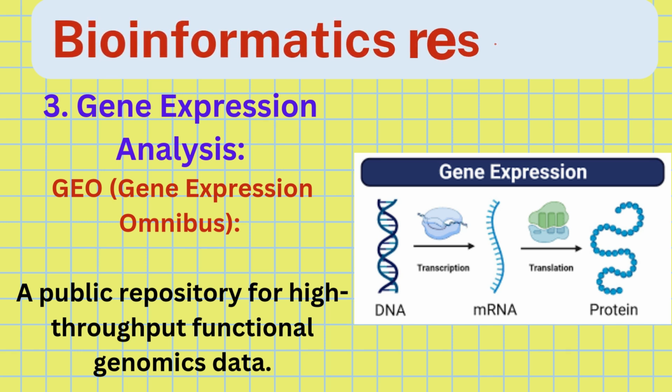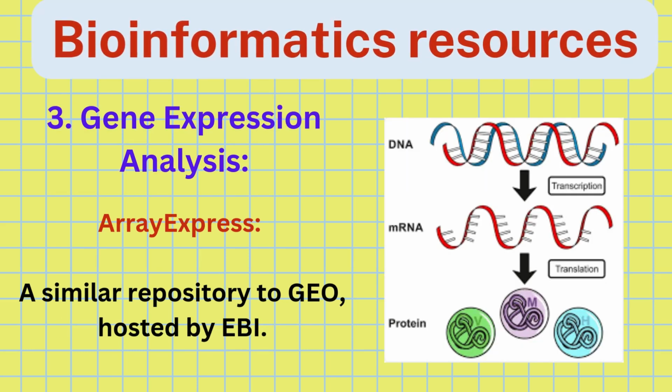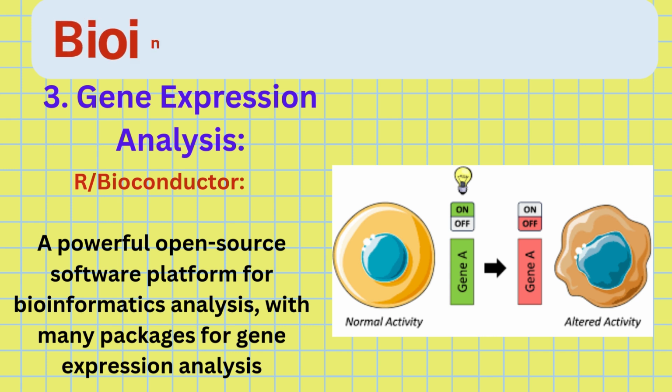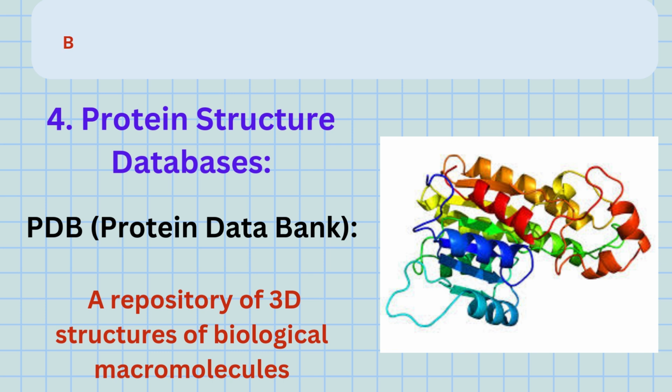3. Gene expression analysis. GEO, Gene Expression Omnibus, a public repository for high-throughput functional genomics data. ArrayExpress, a similar repository to GEO, hosted by EBI. R/Bioconductor, a powerful open-source software platform for bioinformatics analysis, with many packages for gene expression analysis.